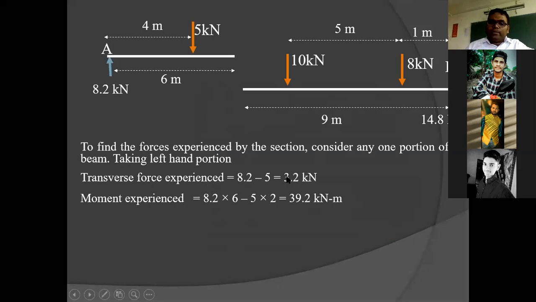The transverse force acting on the beam is 3.2 kilonewton, and the moment experienced there is 8 into this distance 6, and this force and distance, how much? It is 2. Because it is coming downward, it's a minus sign. If you solve it, you will get 39.2 kilonewton meter, and it means it's positive. So positive means it's acting in the upward direction in the case of force. If it is a minus sign, the force is acting downward. So this is the meaning of that.